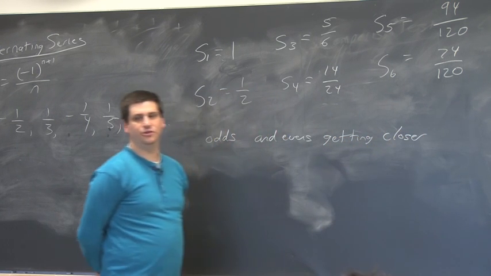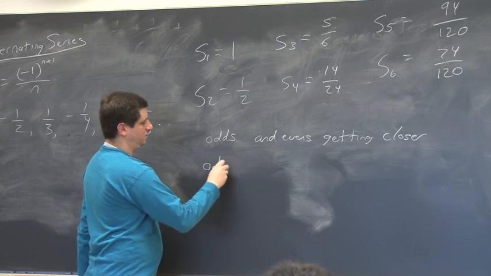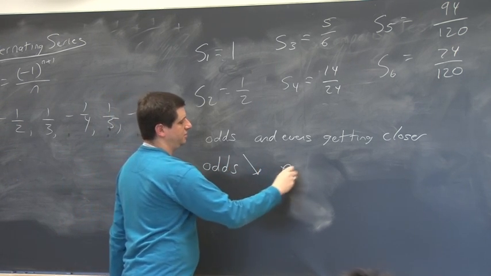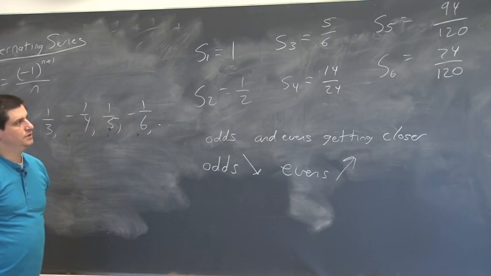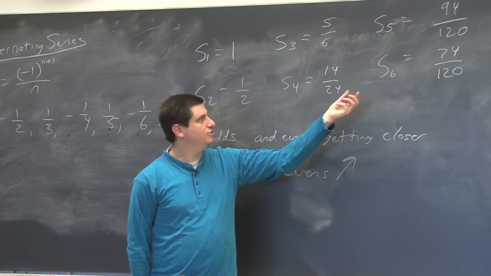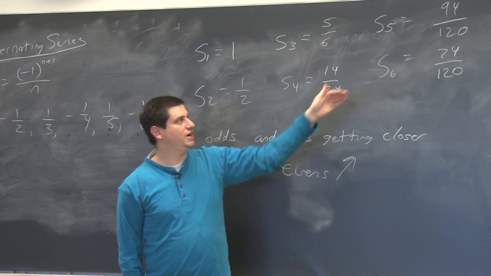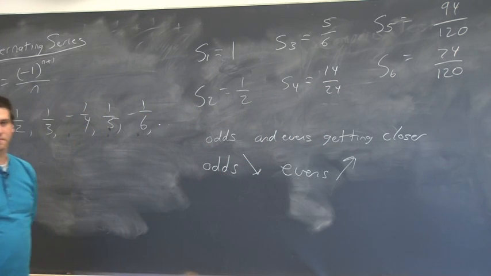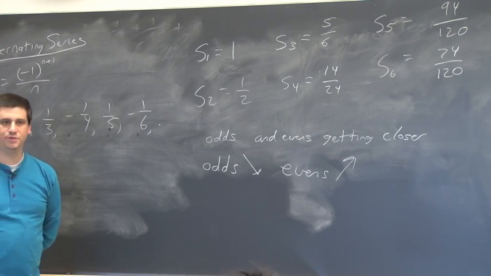What other patterns do you notice? Yes? The odds are decreasing. Good. The odds are decreasing, and the evens are increasing. So if I multiply 24 by 5, I get 120. 14 times 5 is 70. This is 74. The evens are increasing, the odds are decreasing. It turns out that we can prove both of these things, that the odds will always be decreasing and the evens will always be increasing.